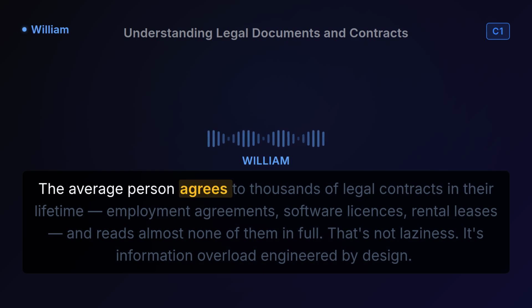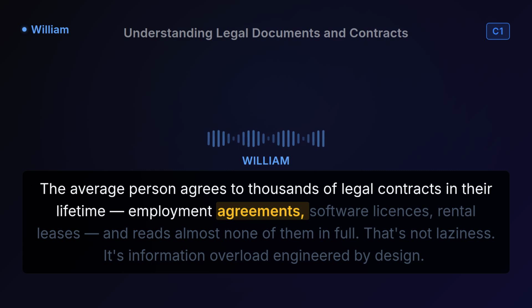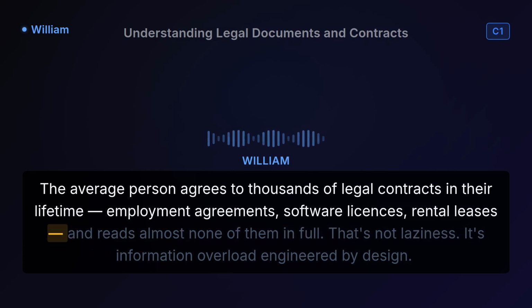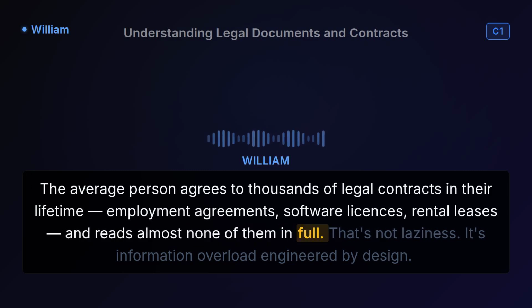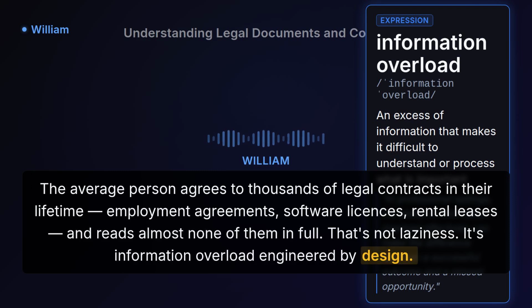The average person agrees to thousands of legal contracts in their lifetime: employment agreements, software licenses, rental leases, and reads almost none of them in full. That's not laziness. It's information overload engineered by design.